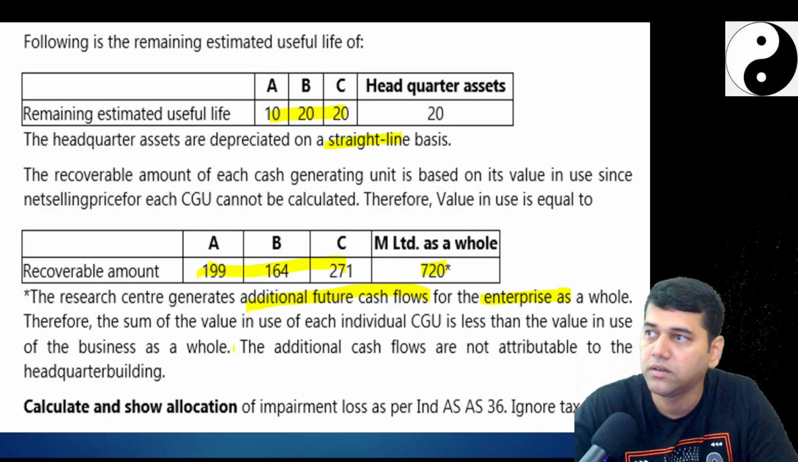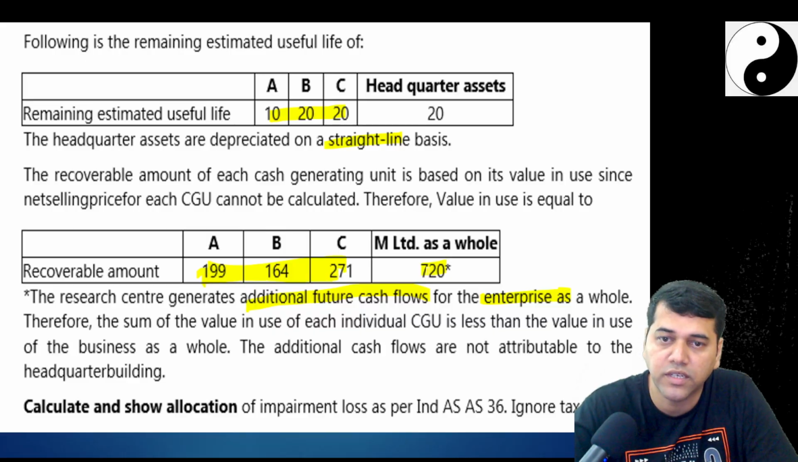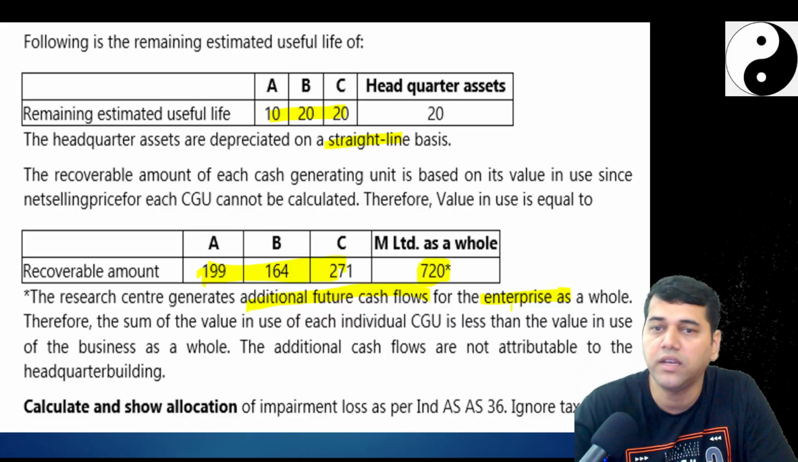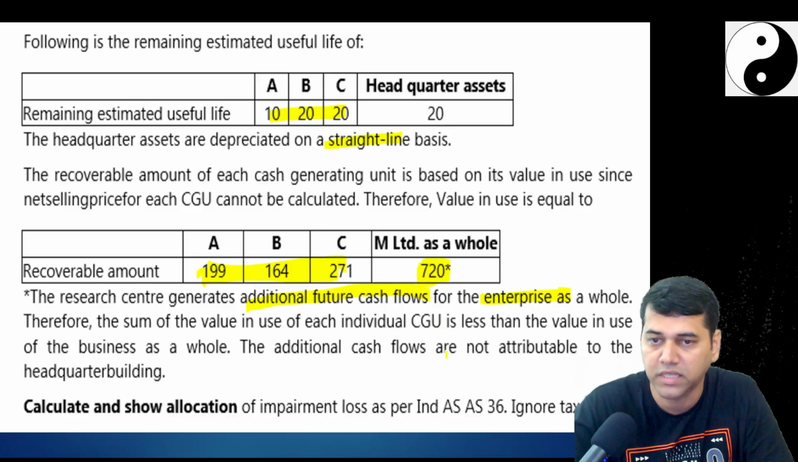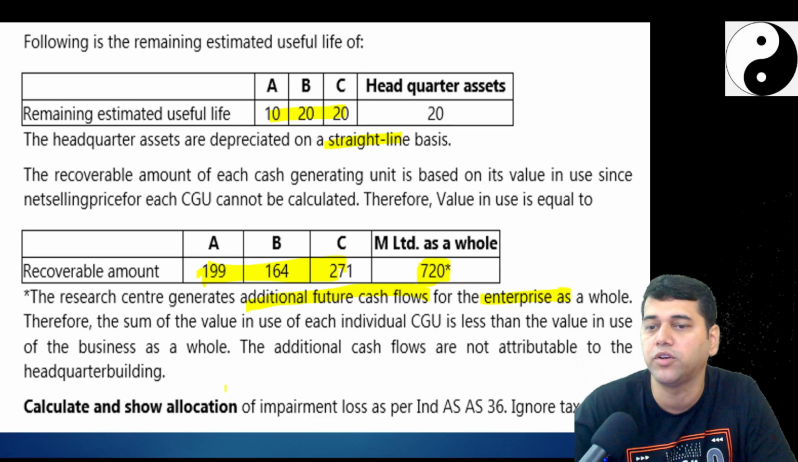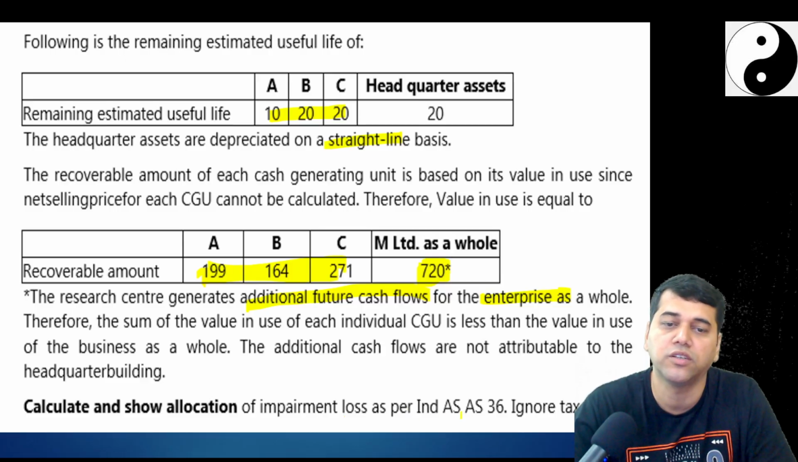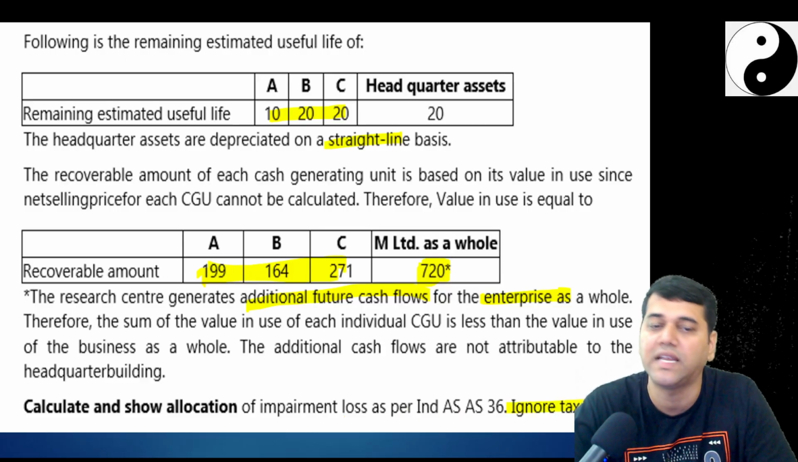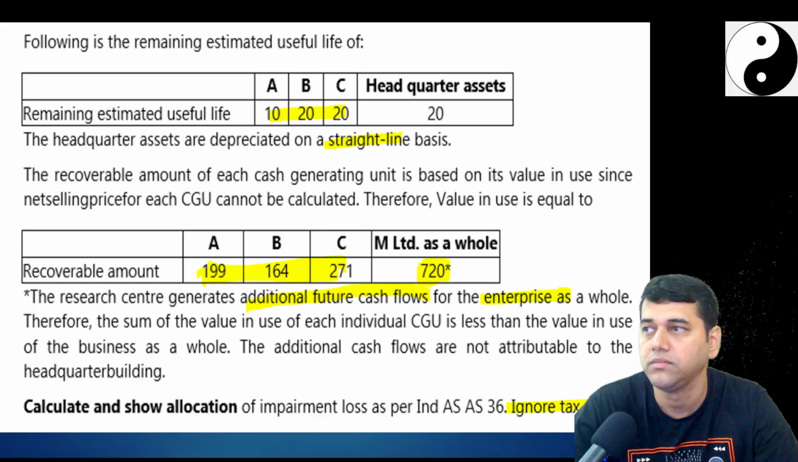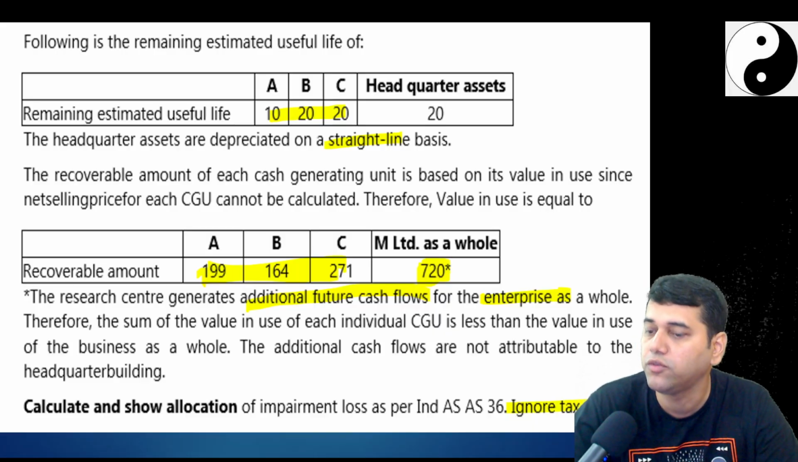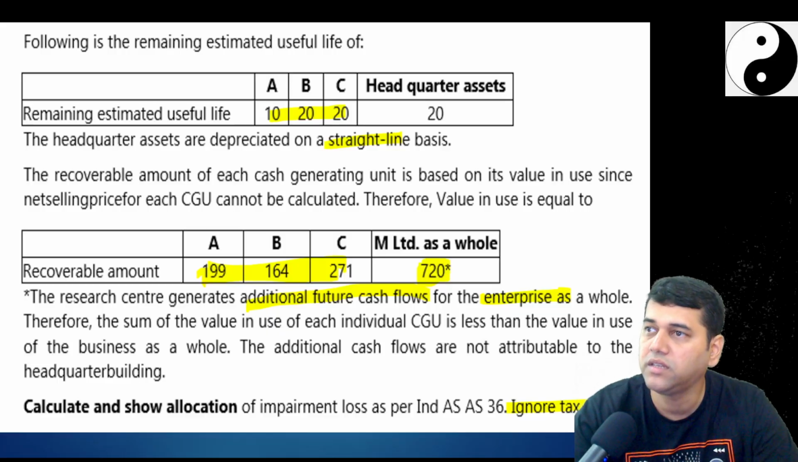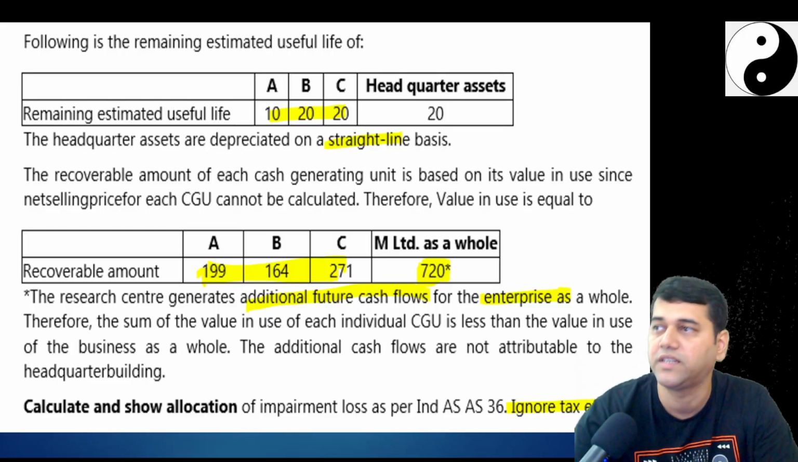If you see here, if you add these three, it is not going to match here. So they are telling the research center gives you cash flow. Therefore, the sum of values is not matching the total. Additional cash flows are not attributable to the headquarters. Now calculate and show allocation of the impairment cost. Ignore the taxation effects. Okay, so if they give you the tax percentage, then probably you may have to do the deferred tax.